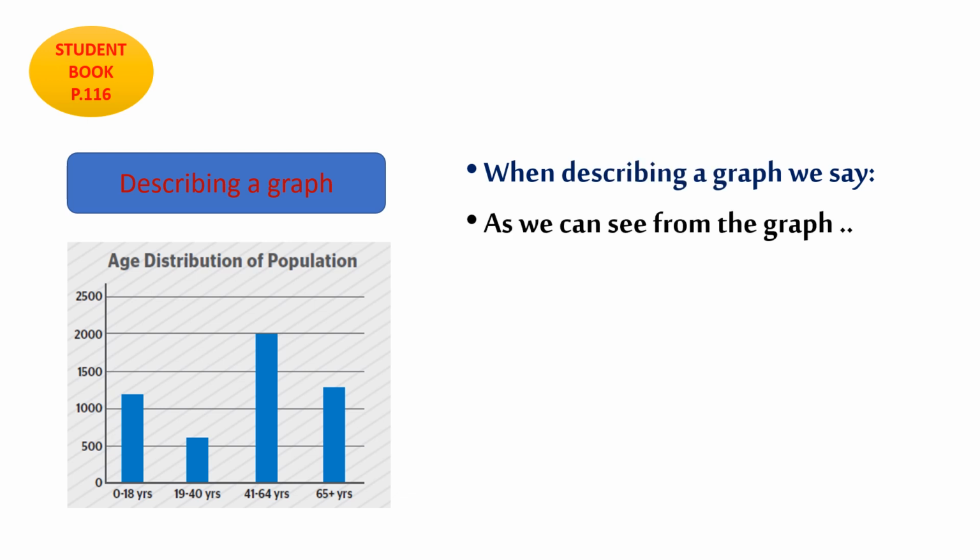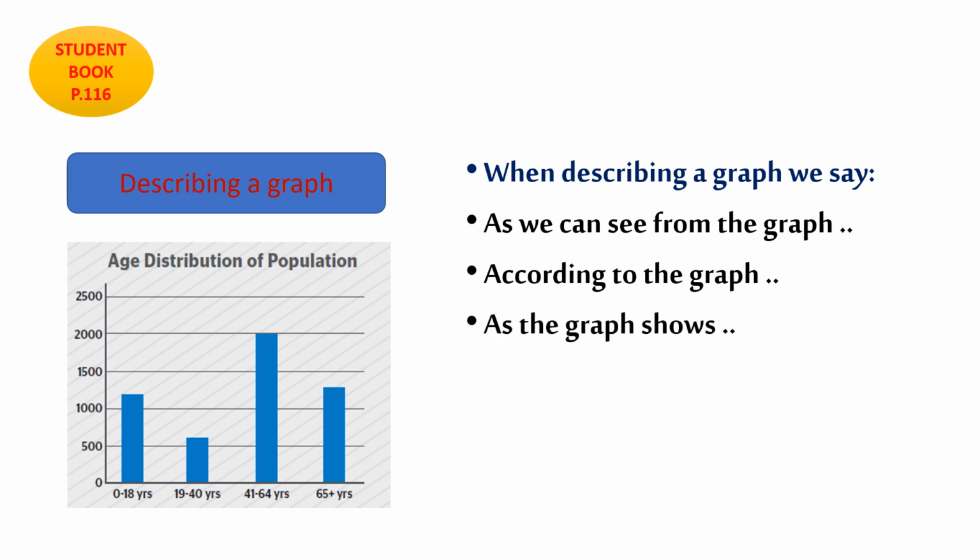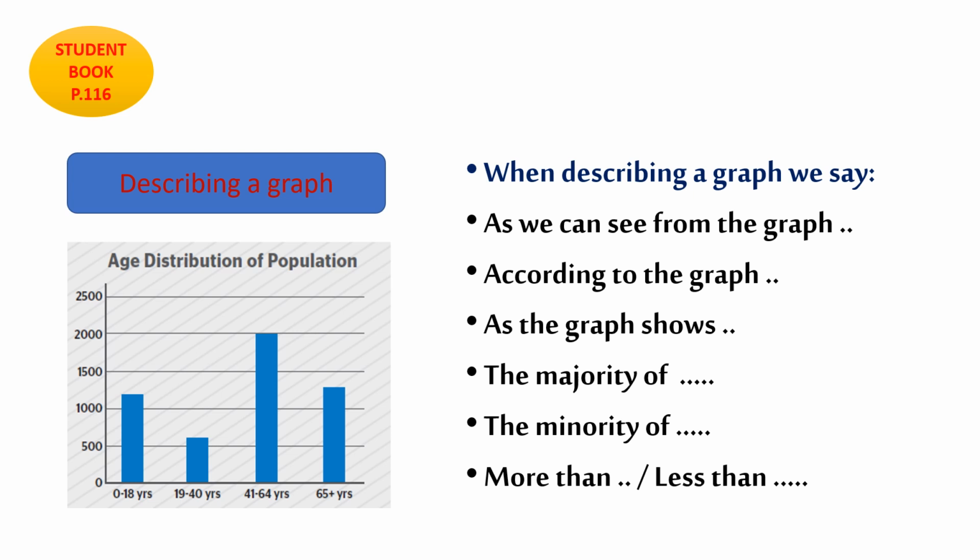As we can see from the graph, and complete. According to the graph, and complete. As the graph shows, the majority of, the minority of. Of course, in describing a graph, we can use comparison, saying these are more than those, or those are less than these.